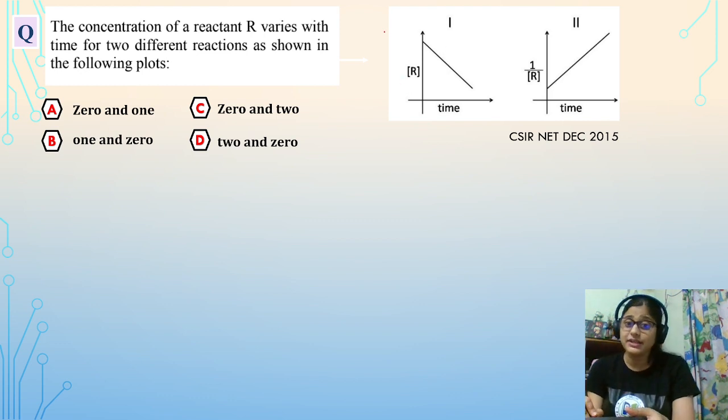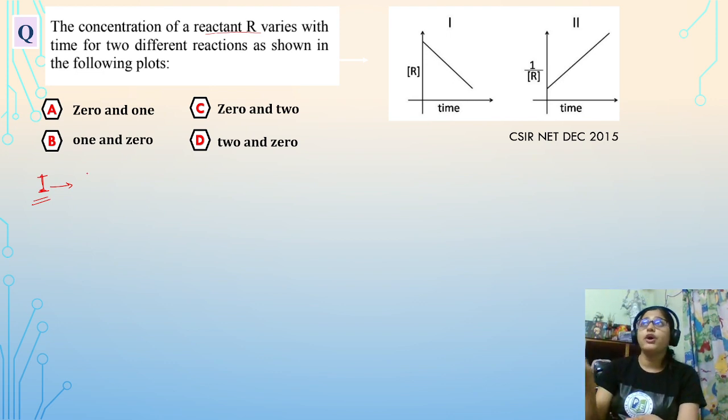Okay, two plots are given here. So what will be the order of reaction? This is a question from CSIR NET December 2015. So first equation you can see here, R is the reactant concentration versus time. So just write down the features of the plot so that we can have an idea about which order reaction can give an integrated rate law equation like this.